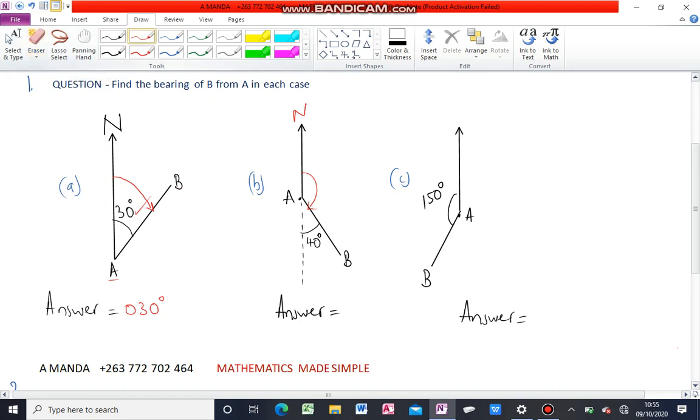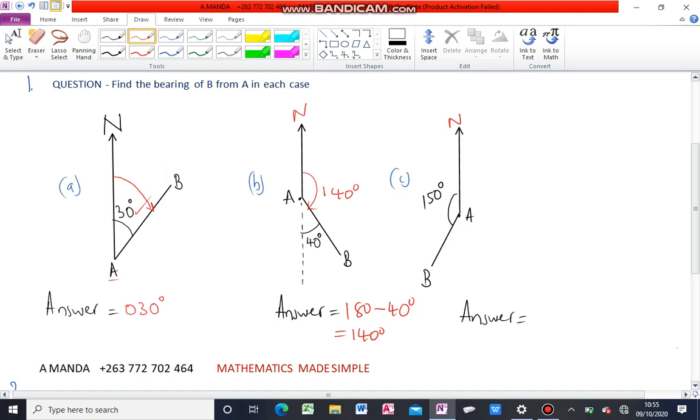So it's 180 minus 40 degrees, we get 140 degrees. So this is the angle, 140 degrees. That's the bearing of B from A. The angle, don't forget, is measured from the north line. We look at question C. Bearing of B from A.